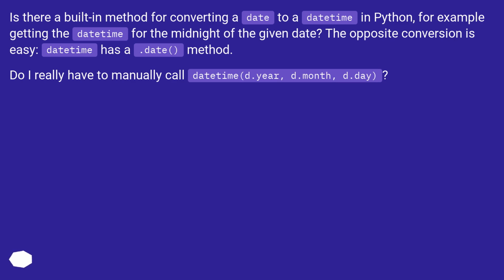The opposite conversion is easy. Datetime has a .date method. Do I really have to manually call datetime d.year, d.month, d.day?